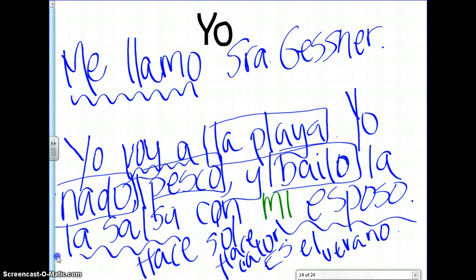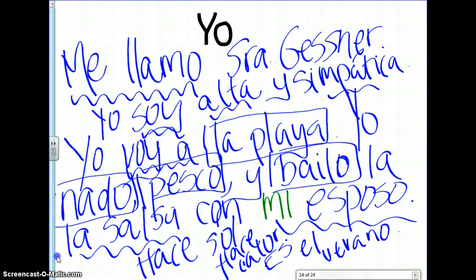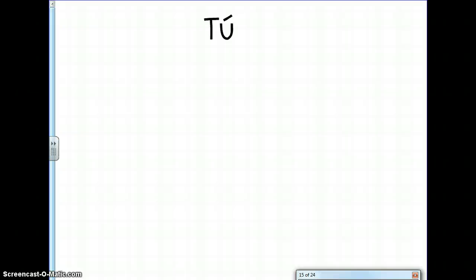I could describe myself. We learned adjectives. Maybe I would do that after I introduce myself. I could say, yo soy, or I could just start out with soy if I wanted to. Yo soy alta y simpática. I could say that. I am tall and nice. I'm describing myself. So this would be an extra use of vocabulary words. So what you're doing is you're taking a place, you're saying what you would do at that place, and adding more extra uses of vocabulary.